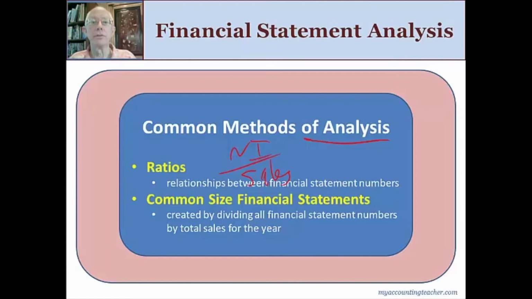Lots of individual ratios. Also, a very powerful and simple technique is the preparation of common-size financial statements, where we just divide all financial statement numbers by total sales for the year. And it's always amazing to me how much information you can get by just that simple thing. Okay, we got the income statement. Now let's just take the income statement. Every item we'll divide by sales and turn it into a percentage. You got the assets in the balance sheet. Let's take every one of those asset numbers and divide it by sales for the year and get a percentage. Powerful information from this that's just called common-size financial statements. So those are two common methods of financial statement analysis.